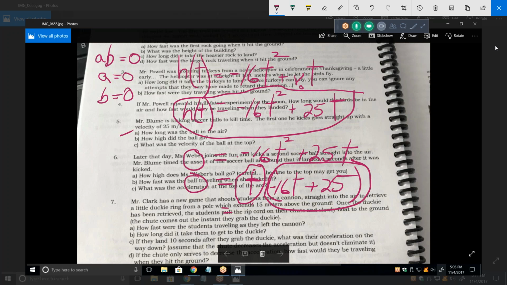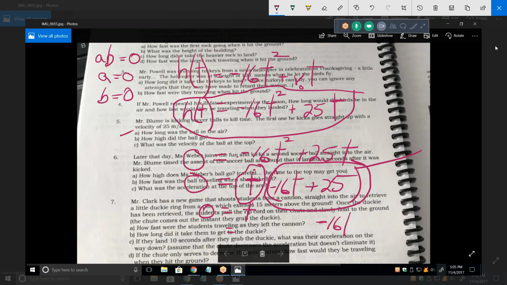So one solution is t equals 0. What's the other solution? We've got this, which is t, and we got this, which is minus 16t plus 25. Then t is equal to 25 over 16. You have to set everything in the parentheses equal to 0.